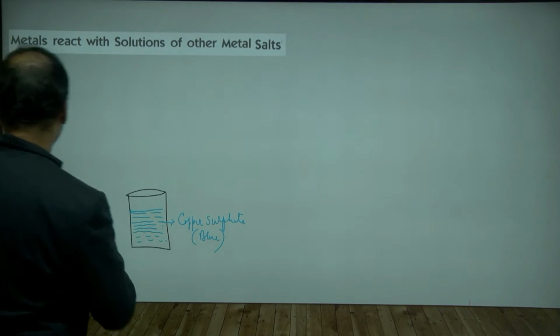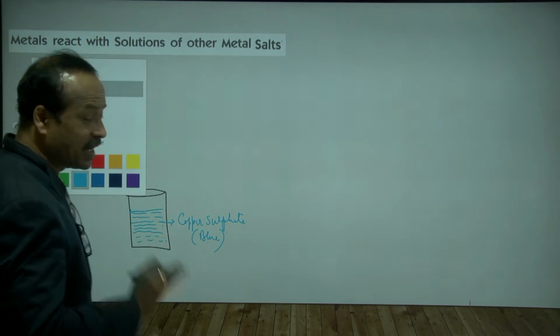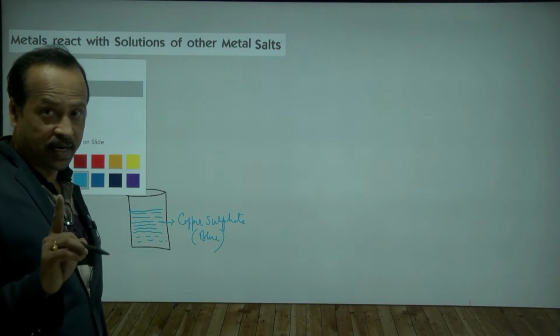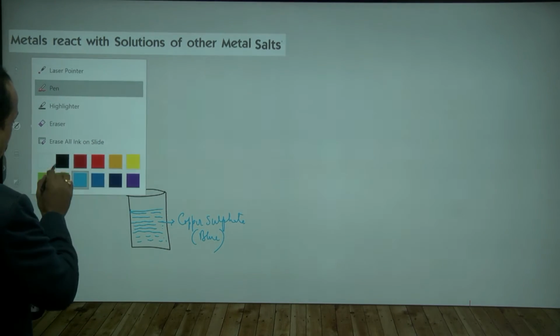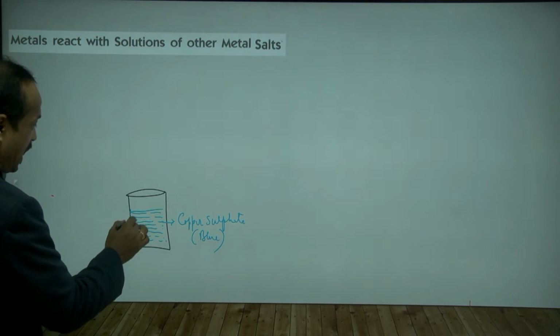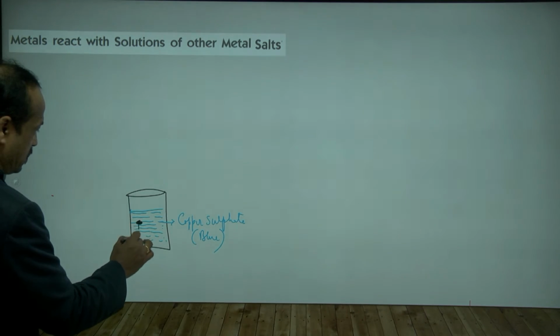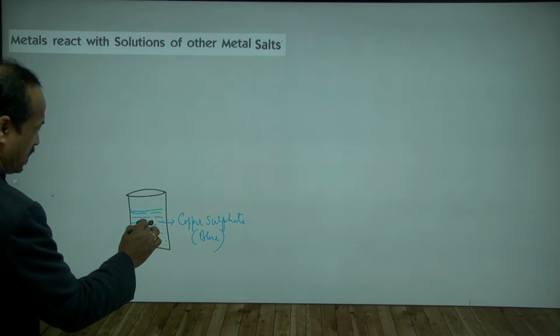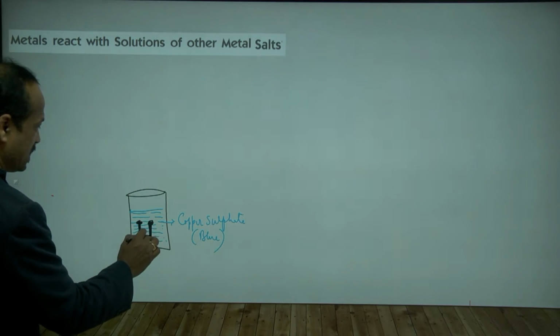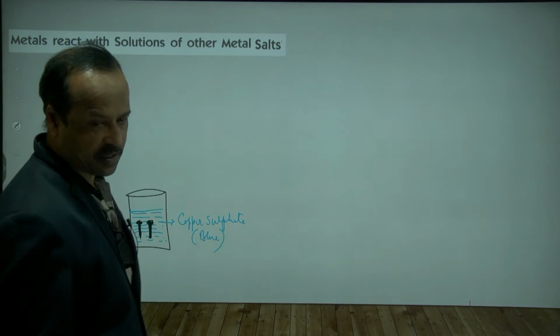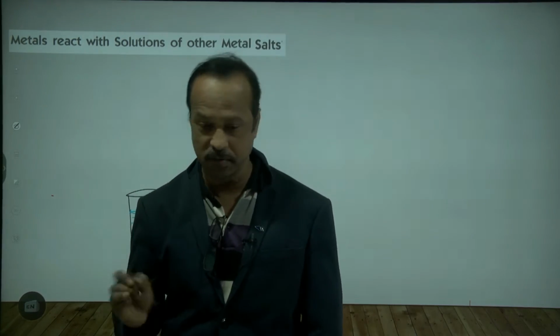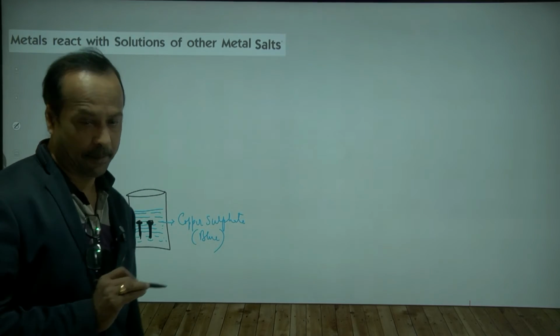Now in that, what do I do? I'll take one iron nail. Iron nail, what color will it be? I'll put it like black. So I'll put some iron nails inside. These iron nails I'm keeping inside, and I'll wait for some time. Some time means what? It may be half an hour, 1 hour, 2 hours, or 3 hours, whatever it may be.